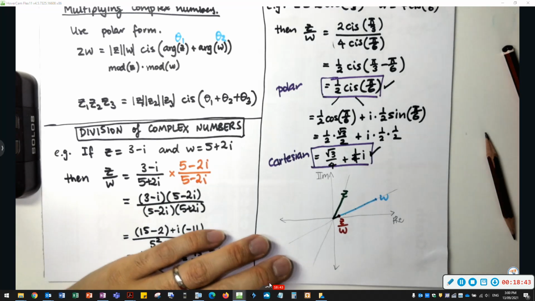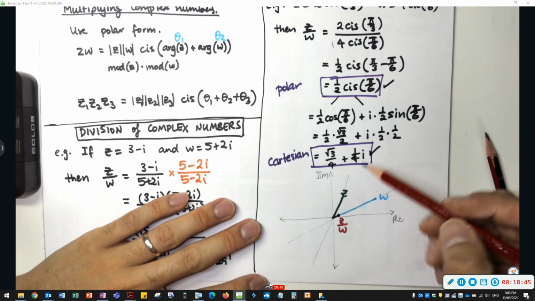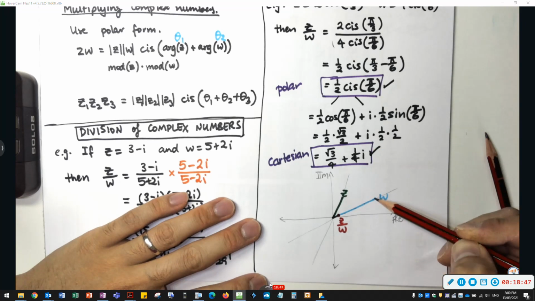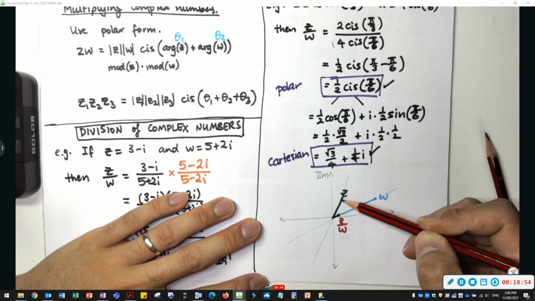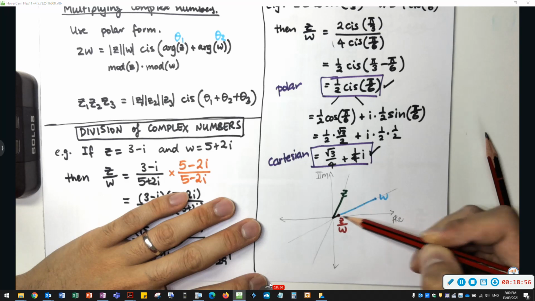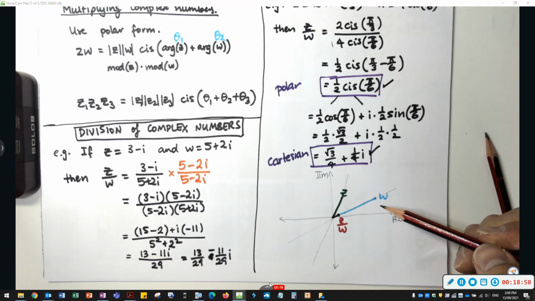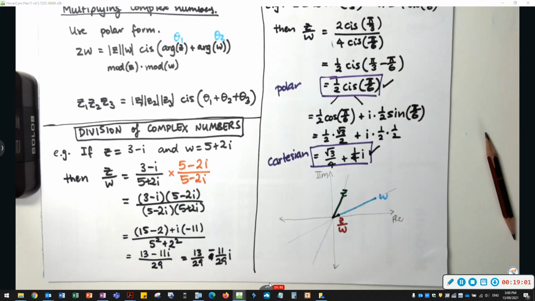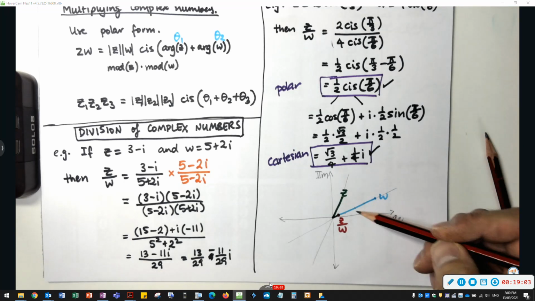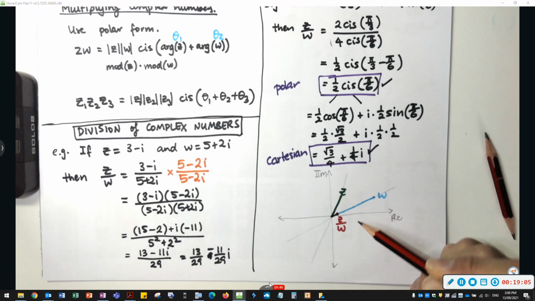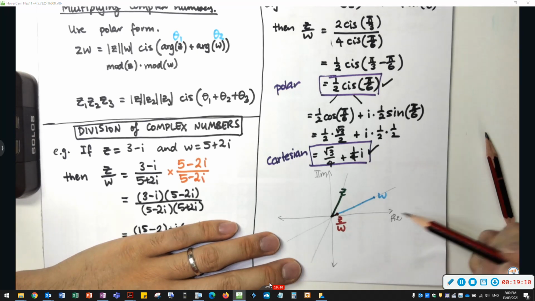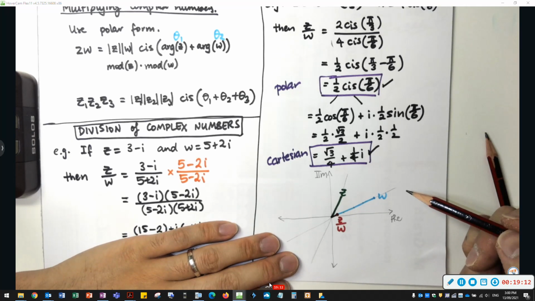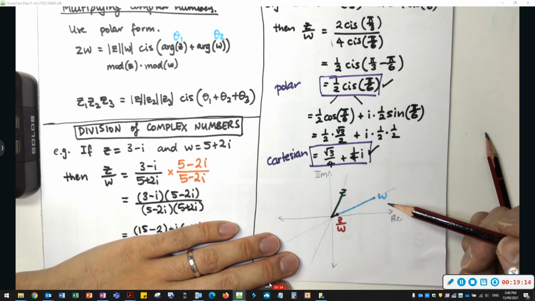And because I'm starting from z and I'm dividing by w, what's happened is I'm reducing my length of z by a factor of w. That's why 2 divided by 4 is a half. And the angle got reduced, so it got subtracted by that amount. That's why it happens to be in line with w. If I did it the other way, if I went w divided by z, then I have to reduce the angle of w by a factor of z, which means it would be in this quadrant, okay, in the negative section. And my modulus would be a bit larger.